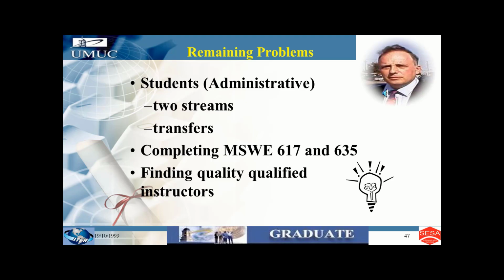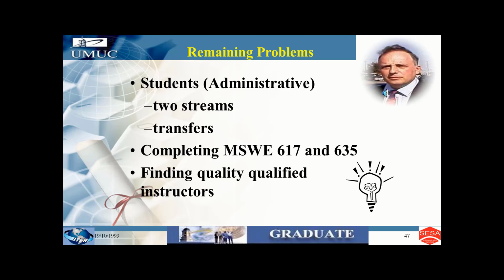For example, the students. Actually, it's administrative in the students. I wouldn't like to infer that to a university the students are problems. We have two streams of students. They're the joint students in the joint program and students in the university college only program. And we're looking at students transferring either between the two streams from the joint degree to the university college only degree, and also students who are in other programs, computer systems management, who want to transfer in to the Master of Software Engineering degree. We still have to complete putting the MSWE 617 and 635 classes online.